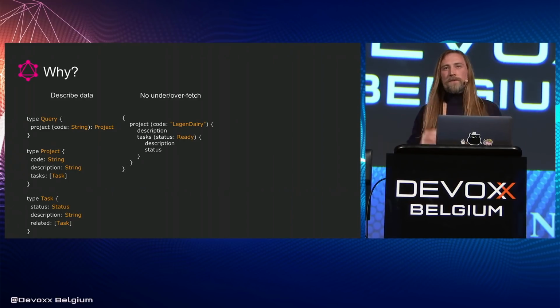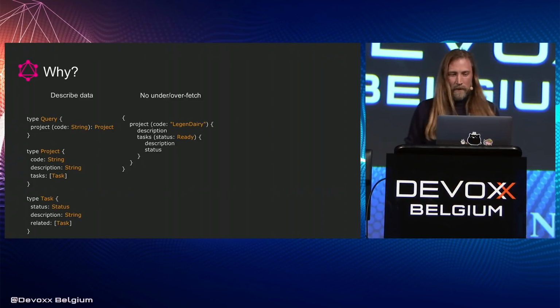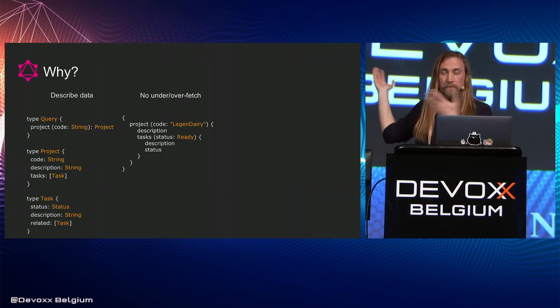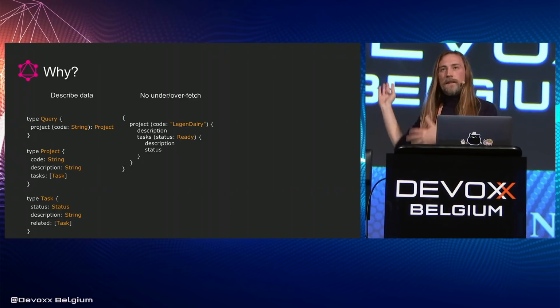So if you squint the right way, it sort of looks like JSON with no values, just with keys, right? And so from this, you can see the client is in charge of what gets fetched. So the client says that they only want the project that's legendary, and they want a description and tasks, but they don't want, for example, the related tasks and so on. So they choose what they see.